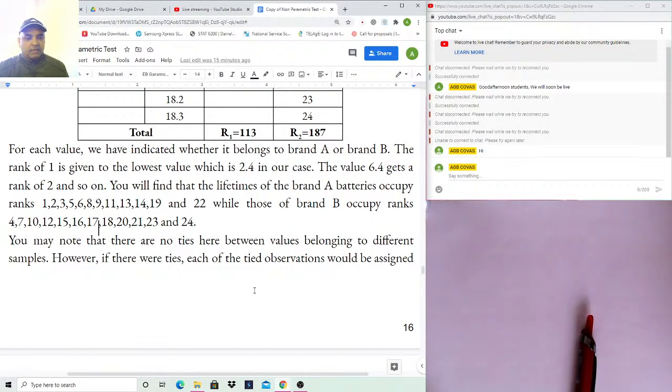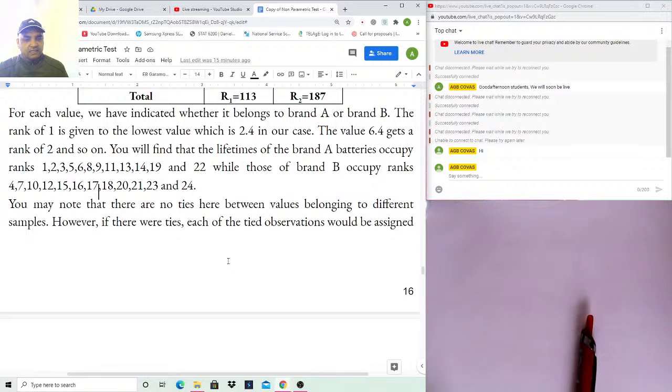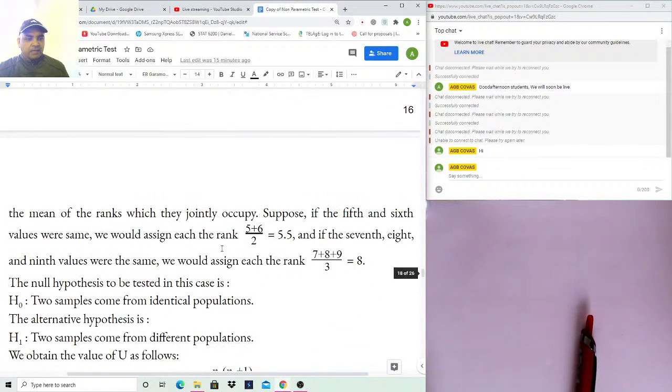How to do that? You may note that there are no ties here between the values belonging to different samples. However, if there were ties, each of the tied observations would be assigned the mean rank which they jointly occupy. Suppose the fifth and sixth values are the same, so we would assign the rank (5+6)/2, so both of them will be given 5.5. And if, for example, the 7th, 8th and 9th values were the same, we will give all three items the rank (7+8+9)/3, which is 8. So this is how ranks are given.